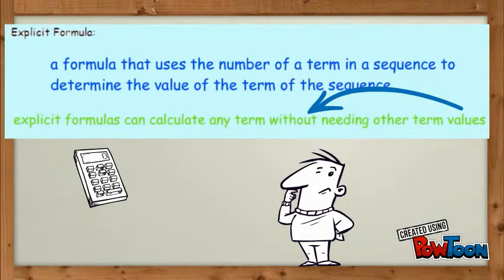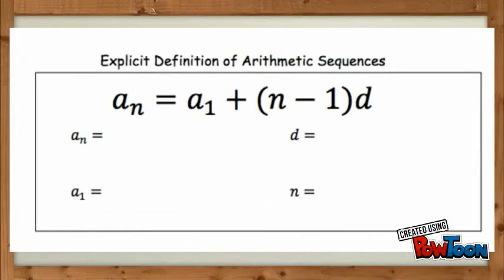So let's take a look at what an explicit formula looks like. The explicit definition of arithmetic sequences is shown here. It says a sub n equals a sub 1 plus n minus 1 times d.